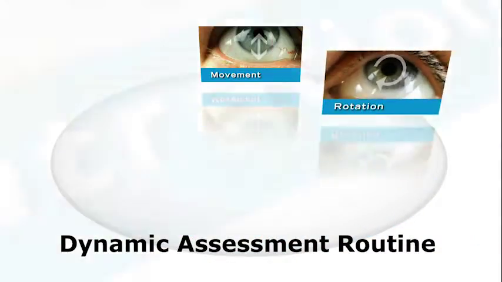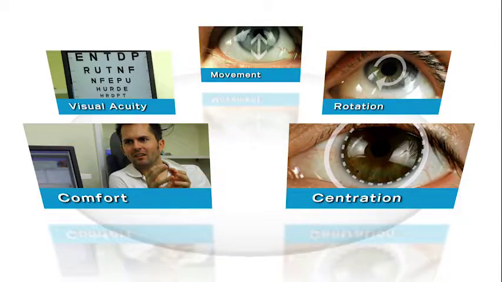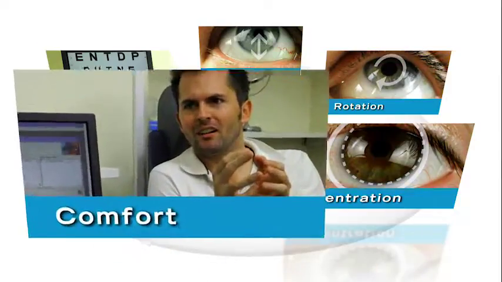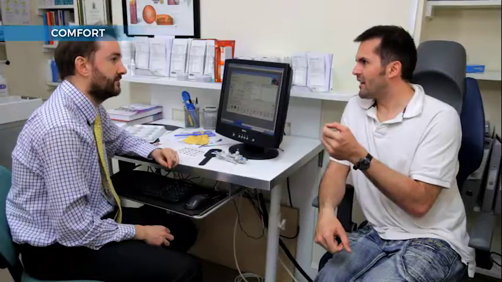We have seen how the dynamic assessment routine is used to assess the first three building blocks of Morocco: movement, rotation and centration. The final two building blocks, comfort and visual acuity, are required to finalise the fit of the lens. First, comfort.